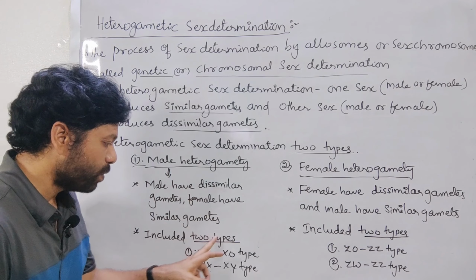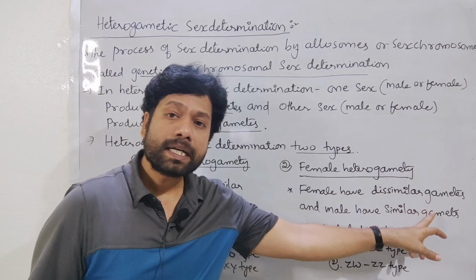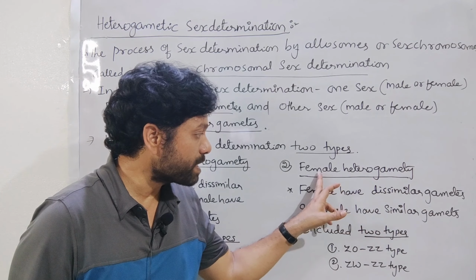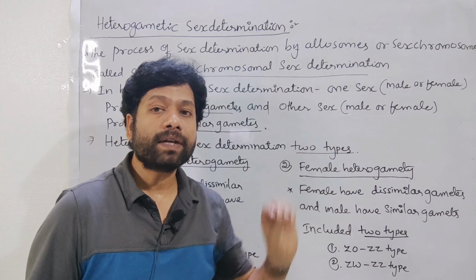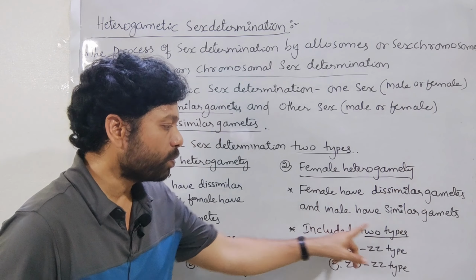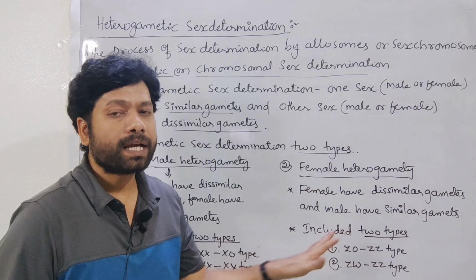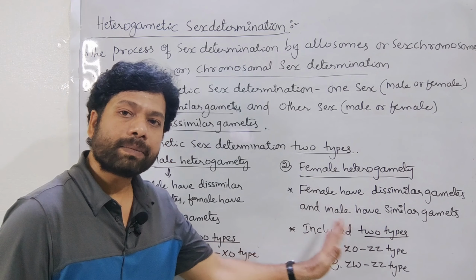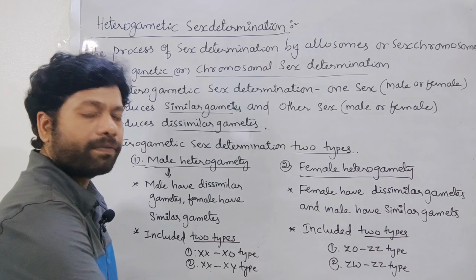So two types are included here. Female heterogamety: the female has dissimilar gametes. Understand? It means the female has different gametes and the male has similar gametes. Here, Z and W. Why are we taking ZW? Because when you take the same XX, you get confused. So for better understanding, we take different letters.